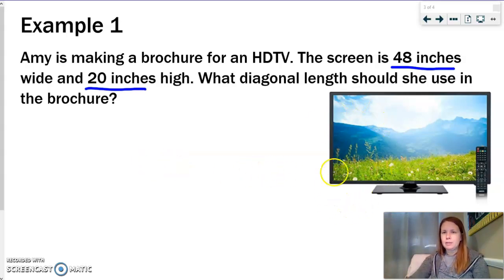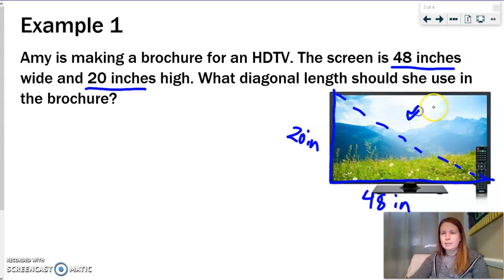So if you think about this TV screen here, well, my wide here would be how long this is, so she's saying this is 48 inches. And then the height is 20 inches. They want to know what is the diagonal. So what is this diagonal piece here that I'm doing with dotted lines? Well, it should create a right triangle based on understanding how a corner is here. This should be 90 degrees. So we are going to use the Pythagorean theorem to determine then what is this diagonal.